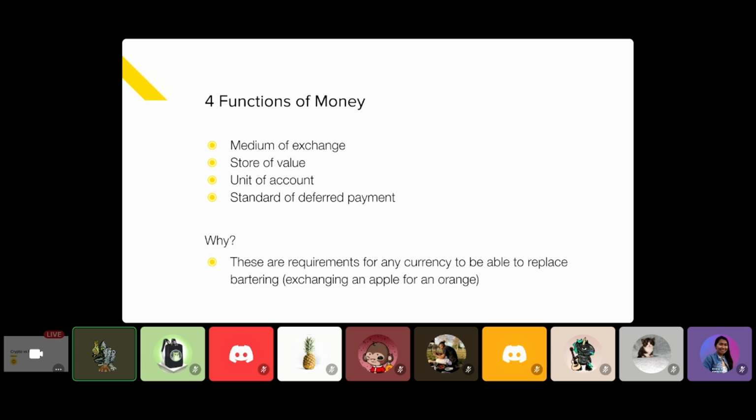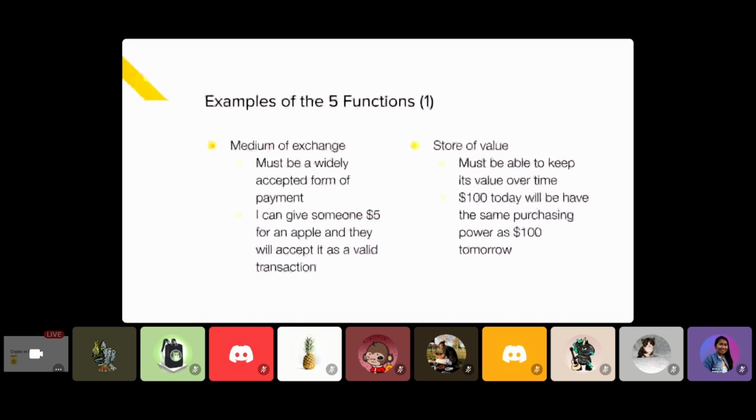There's a medium of exchange, just being able to make transactions. The store of value, which means that money is able to keep stability and not hyperinflate. The unit of account, which is how it's stored, and standard of deferred payment, which is which currency you use for transactions. These are all requirements because we need all of these to make transactions. Otherwise, the money is held worthless. So, some examples of the functions.